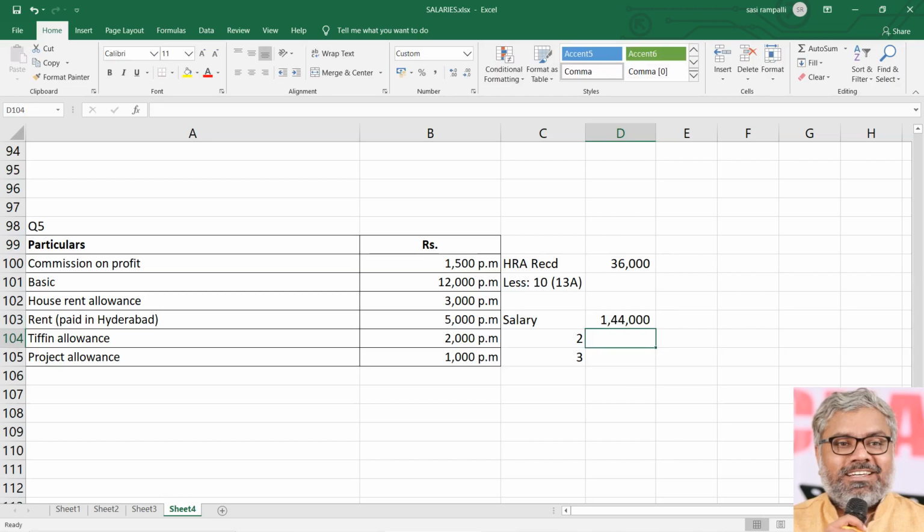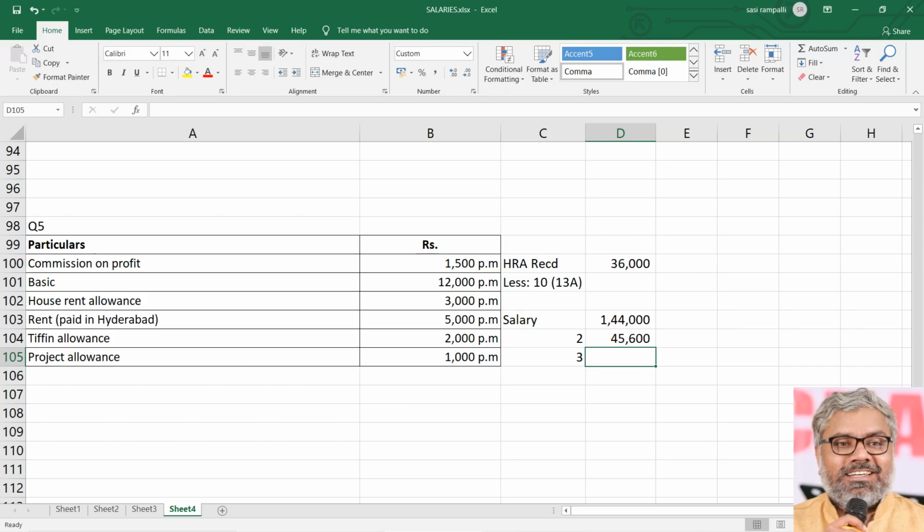Then the second point is rent paid minus 10% of salary. We don't care about tiffin allowance, project allowance here. Whatever extra details are given, those are not useful for computation of exemption of HRA. They might be useful in calculating the total salary of that employee, which we are not doing now. So for this purpose, these are irrelevant. What is salary here is 1,44,000. Rent paid is given as 5,000 per month, which comes to 60,000 rupees per annum, minus 10% of salary, 14,400. That comes to 45,600.